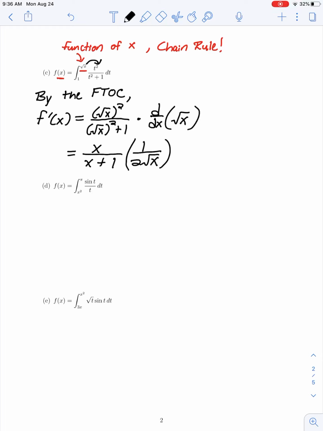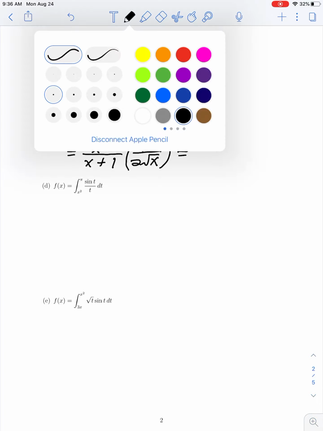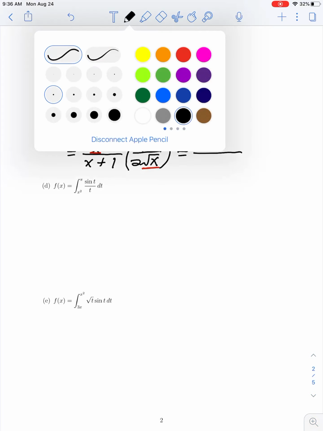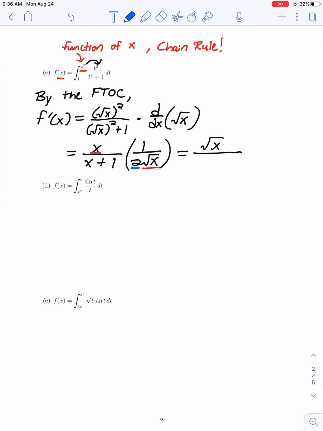This is our derivative, and if we want to simplify a little bit, we can simplify by doing the following. We have here x to the first, and then we're dividing by the square root of x, or x to the 1/2 power. So that leaves us with x to the 1/2 power, or square root of x, for our numerator. And in the denominator, we have a 2 times x plus 1.